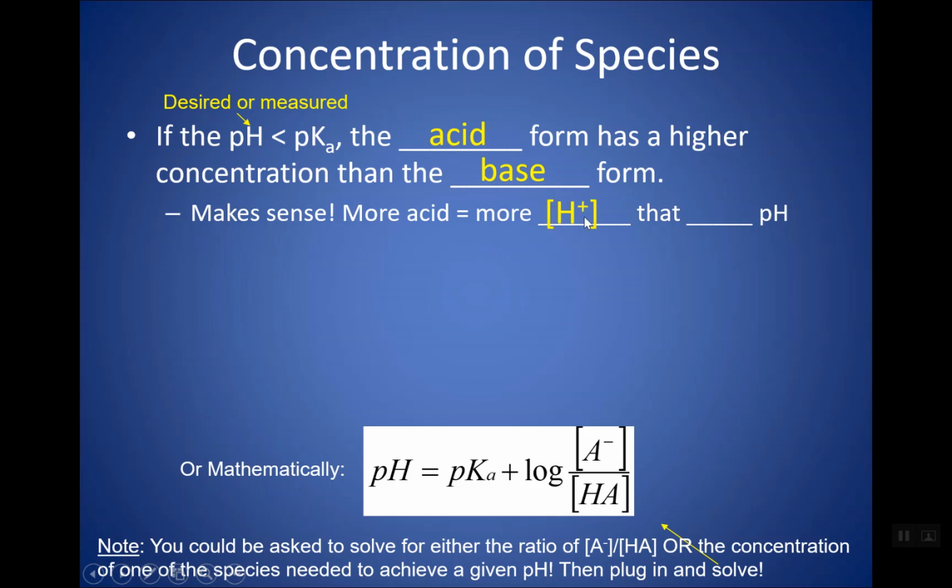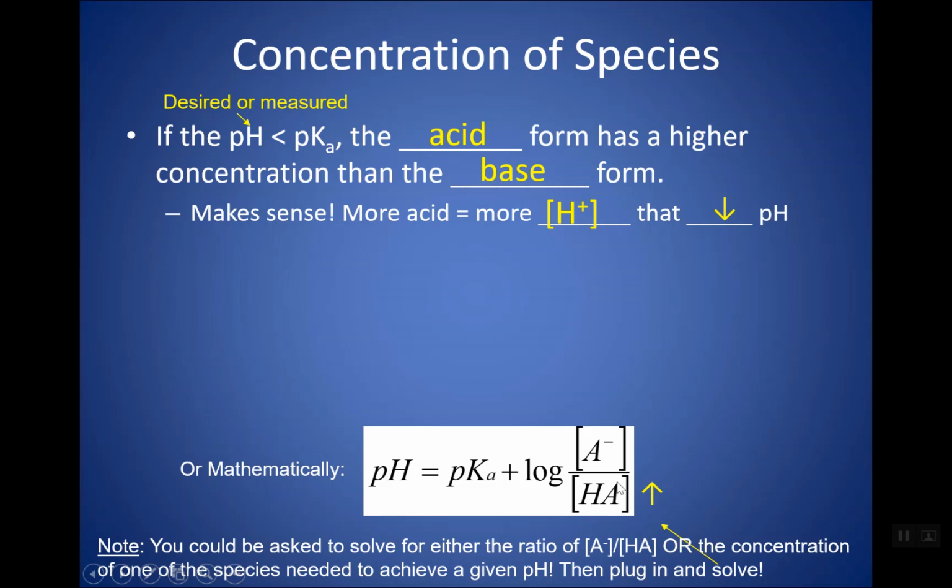But we can also prove this mathematically with the Henderson-Hasselbalch equation. If you have a higher amount of acid than the conjugate base, your denominator is larger than your numerator. So this becomes a number that's smaller than 1. And if you take the log of a number that's smaller than 1, try it in your calculator, you'll get a negative number.